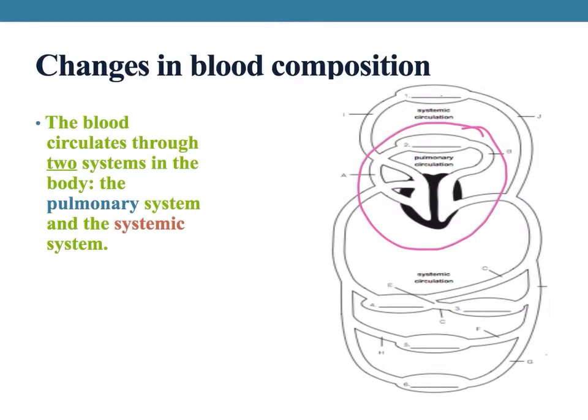where the heart pumps the deoxygenated blood to the lungs, and you exhale the carbon dioxide and then you inhale oxygen, and your oxygen comes back into the heart and then it gets pumped into the systemic system, which is the rest of the body.